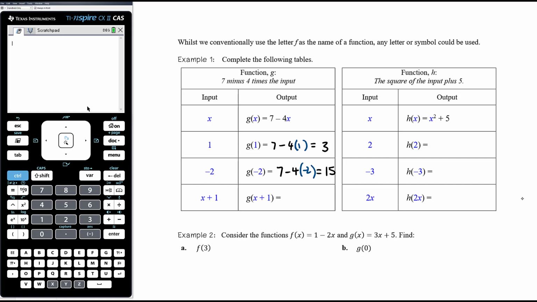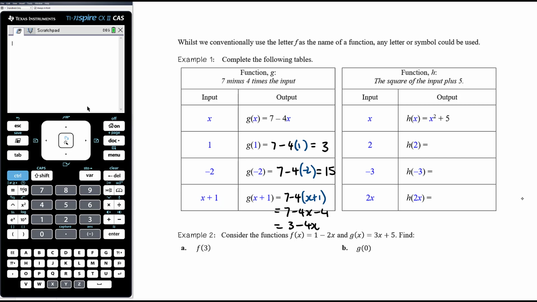Okay. When our input is x plus 1, we're going to apply rule g to that input. We're going to do 7 minus 4 times x plus 1. So that is 7 minus 4x minus 4, which collecting like terms is 3 minus 4x. So the input doesn't just have to be numbers.